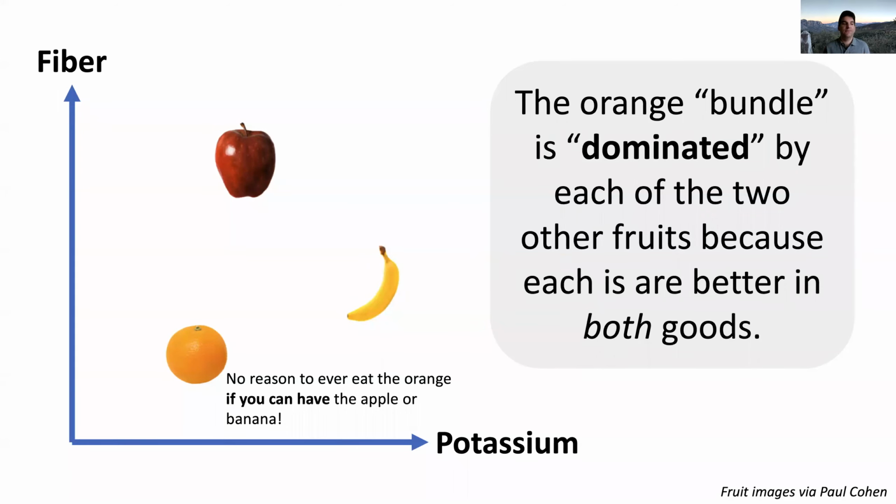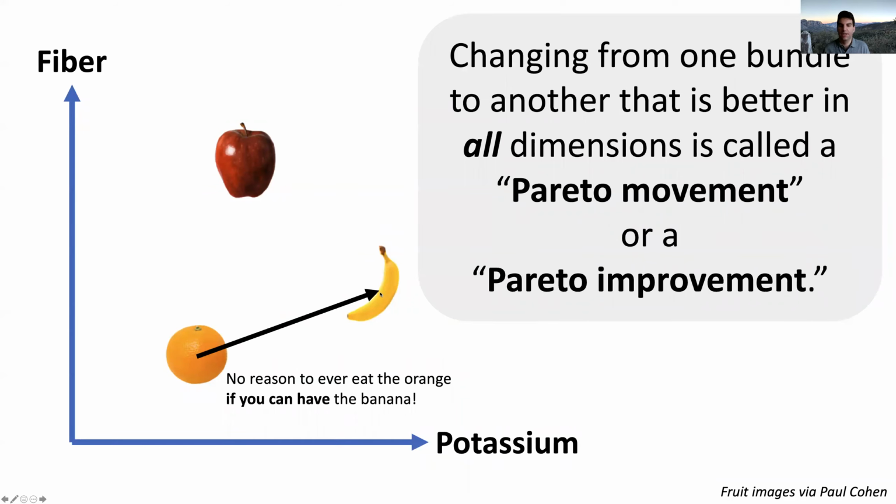It would be dumb to eat an orange if you have an apple and a banana available, because there's no reason you have to eat that orange. You can eat a banana and it'll be better in both, but you could also eat an apple and it'd be better in both. So the real choice is between the apple and the banana. Changing from one bundle to another where you've improved in all dimensions is what we call a Pareto improvement. So if my strategy was to eat an orange and I switched my strategy to eat a banana, I'm now doing better in both of my goods, both potassium and fiber. And so that was an improvement.